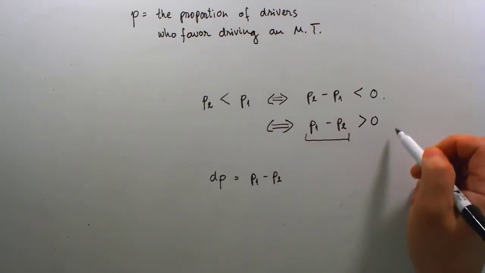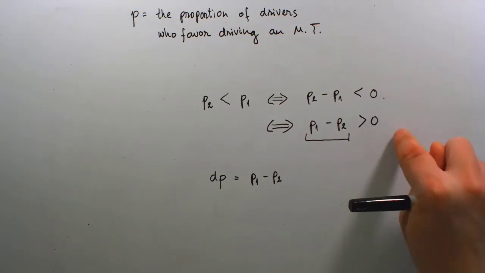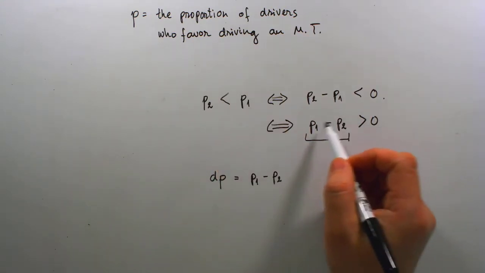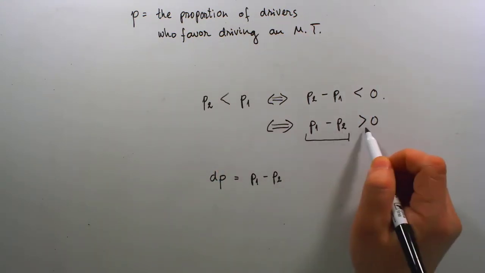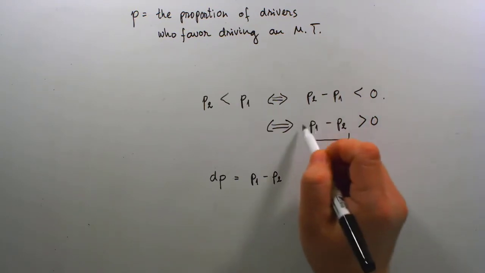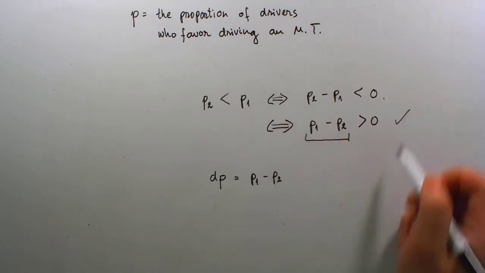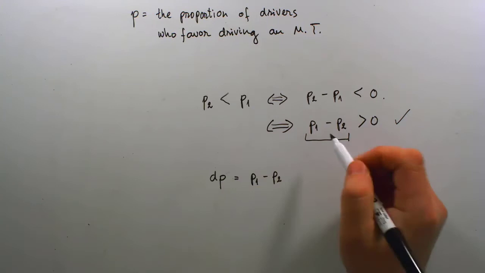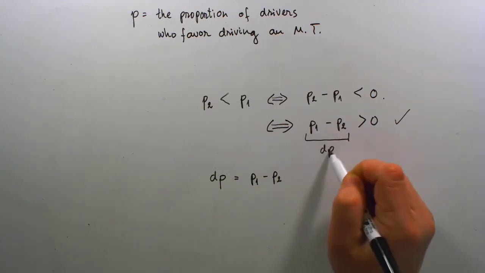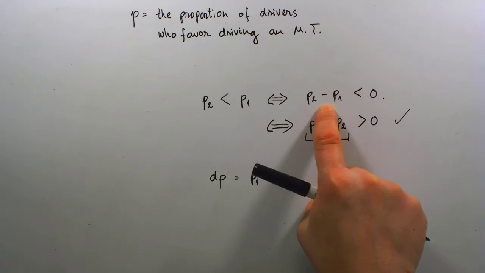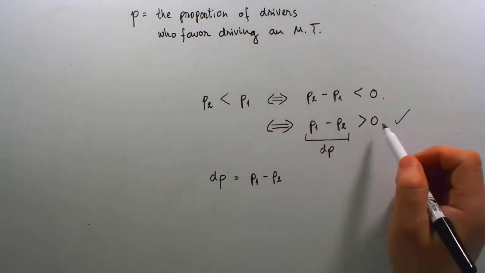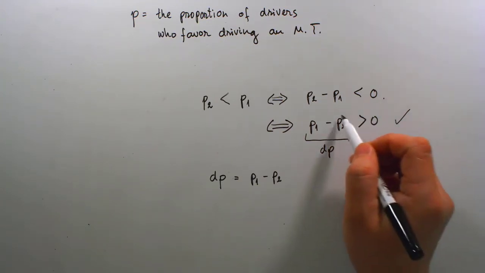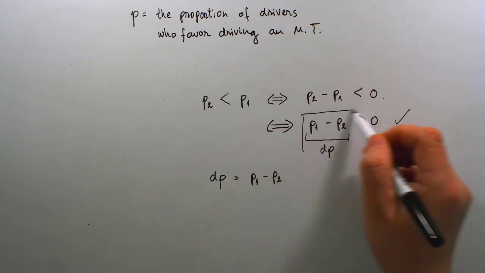Even though, as I said earlier, we have two equivalent algebraic re-expressions of this statement, we realize that p1 minus p2 greater than 0 is consistent with our definition of dp. We recognize that p1 minus p2 here is actually dp, whereas the other is the opposite way around. And so I am now going to choose this specific statement to be the statement that I'm going to be directly testing.